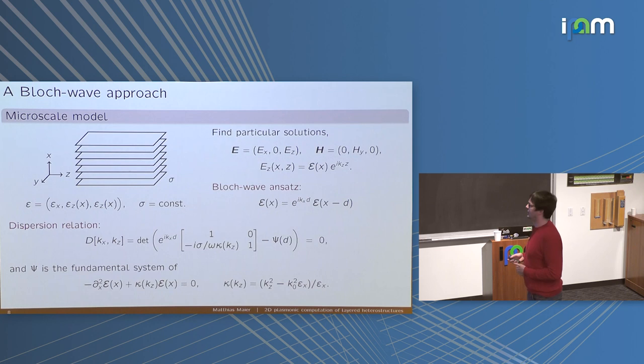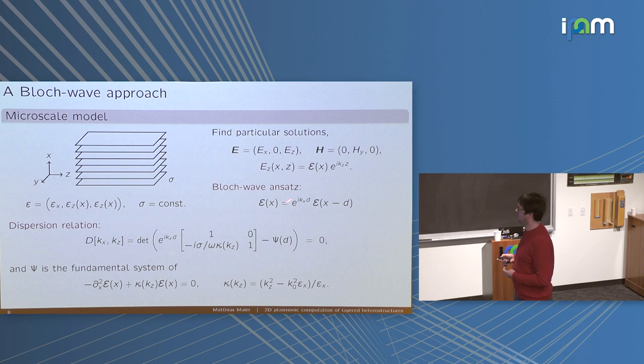At the moment I want to propagate through that material, I also have to assume a certain form of periodicity, and a Bloch wave ansatz is exactly the right thing for it. So the moment I propagate from one layer to the other, I pick up a phase shift. And so I have two unknowns in this system: the wave number kz for propagation in plane, and kx for propagation through it.